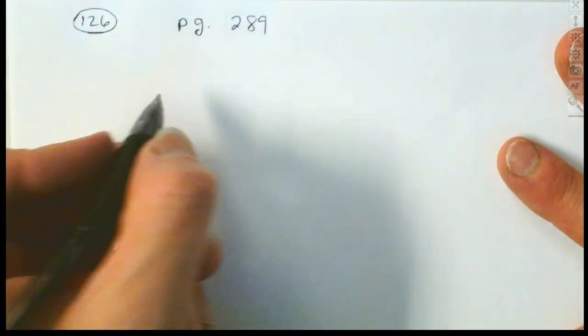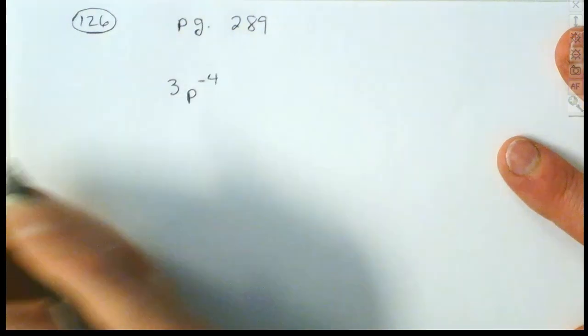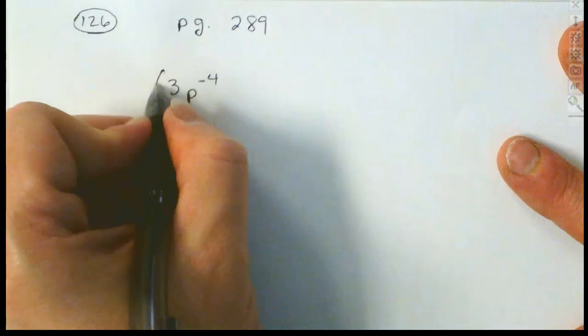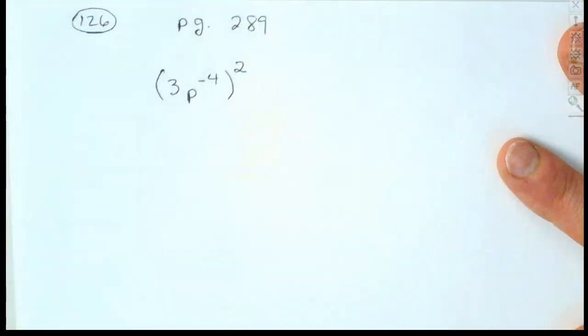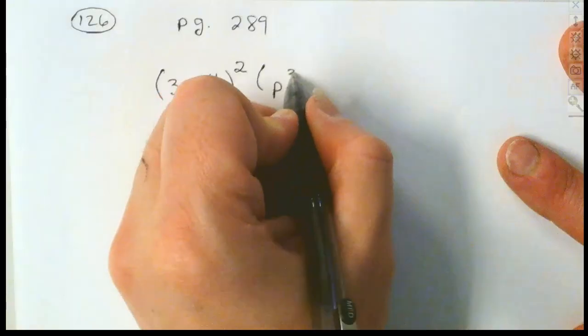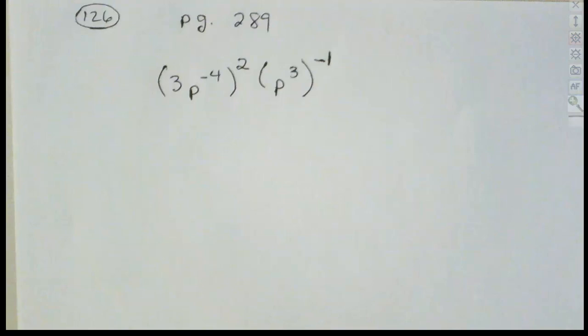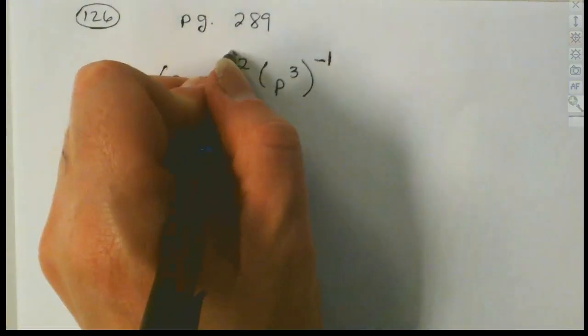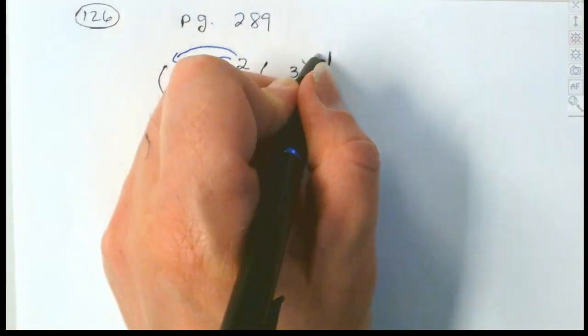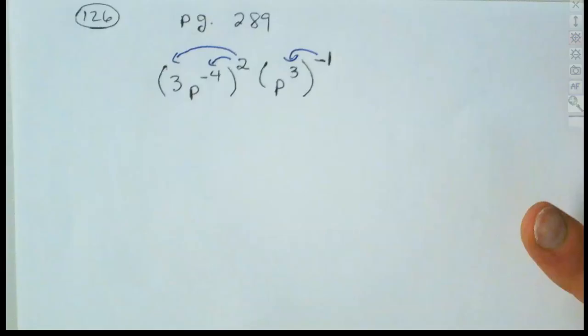And this one is 3p to the negative fourth power, with parentheses, quantity squared. And then we've got parentheses p cubed to the negative first power. So this is what we've got. And this is, again, going to combine several rules together. Always do the parentheses first. So that 2 and that negative 1 need to be distributed through. So go ahead and distribute that through.